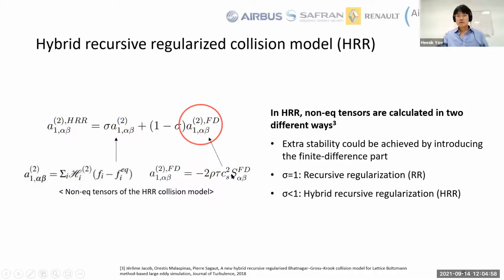In this research, if I use sigma equals 1, it means I just use the moment coming from the standard Hermite polynomial. This is called recursive regularization. But when sigma is less than 1, it becomes hybrid recursive regularization. For most of my research, I use the standard recursive regularization, and I will tell you exactly where I use the hybrid recursive regularization method.